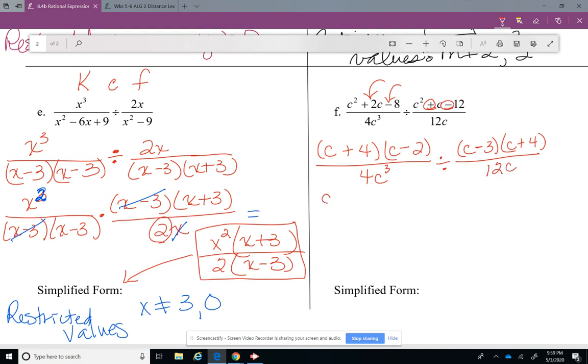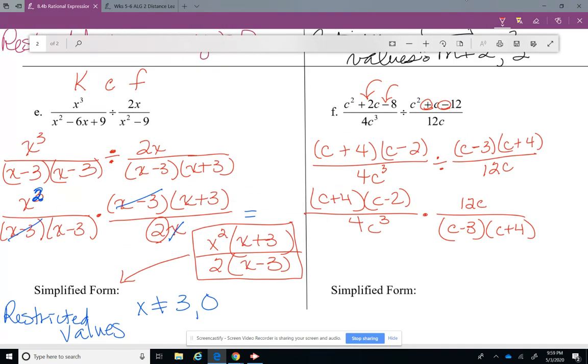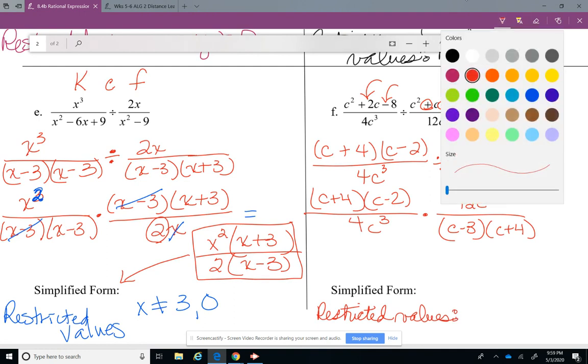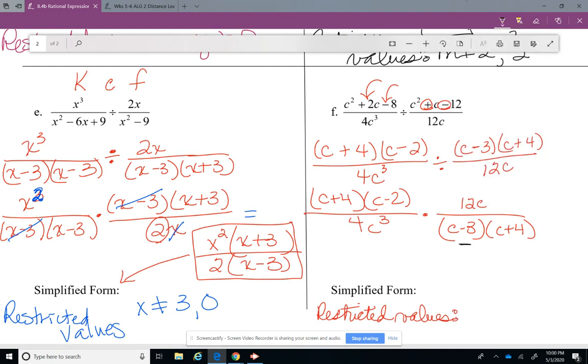All right, now we're going to keep. We're going to change it to multiplication. We're going to flip it where it's 12c over c minus 3 and c plus 4. Now let's go ahead and figure out our restricted values. Restricted values. Okay. Can't have 3, negative 4, or 0. If I set all those equal to 0, that's what I would find out. That c cannot be 3, negative 4, or 0.